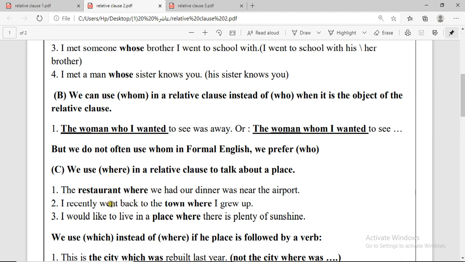I recently went back to the town where I grew up. We are talking about a place, town. So we used here where. I would like to live in a place where there is plenty of sunshine. Because we have a place, so what do we use? Where.